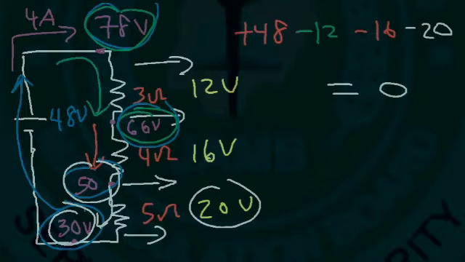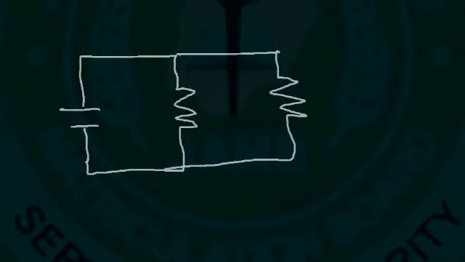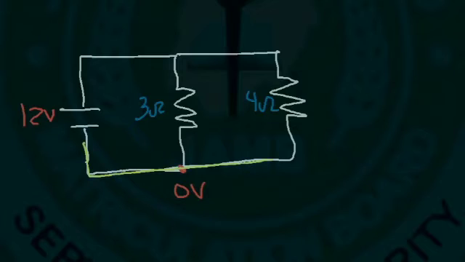Now let's work on a parallel circuit. This is a circuit with multiple paths for the current to flow. Now let's say we have a 12-volt battery, a 3 ohm resistor, and a 4 ohm resistor. Now let's assign a voltage of 0 volts at this point. So anywhere along this line, the voltage is 0. Now at the top, the voltage is 12. It's 12 at this point and at that point.